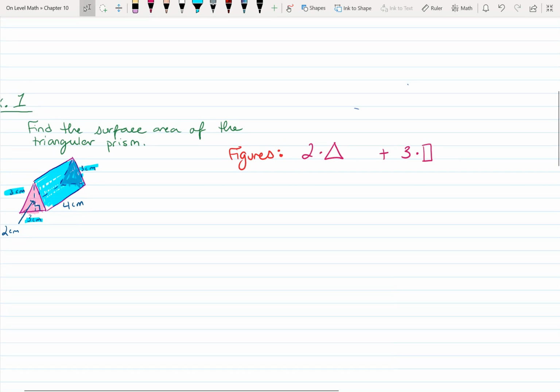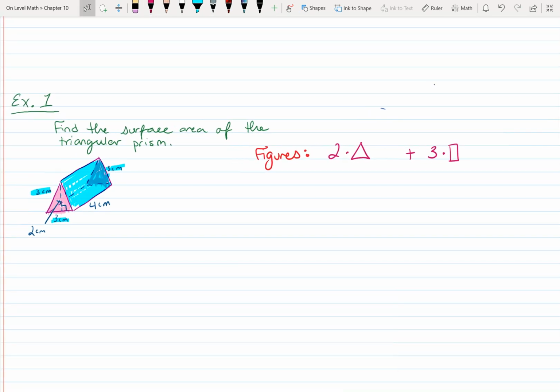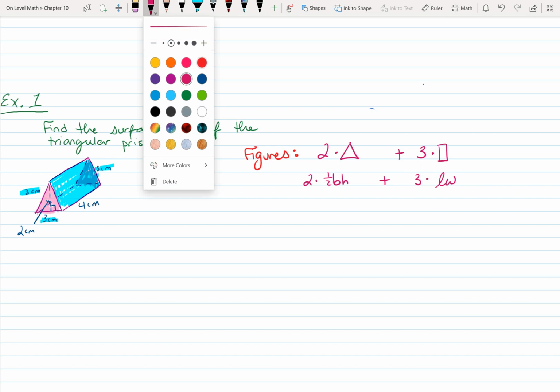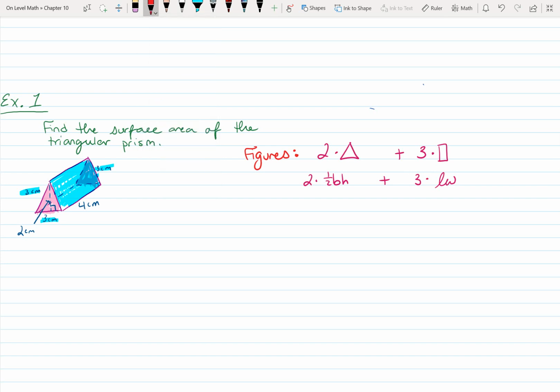Alrighty, the next step is to write our formulas for those figures. So we take the 2 times. Now a formula for area of a triangle, it's 1/2 base times height. If we don't already have that memorized at this point, we're doing something wrong. Bring down the addition. 3 times formula for area of a rectangle, length times width. All right, now just like on your worksheet today, you will see figures and then you'll see formulas. Then you'll see plug in.